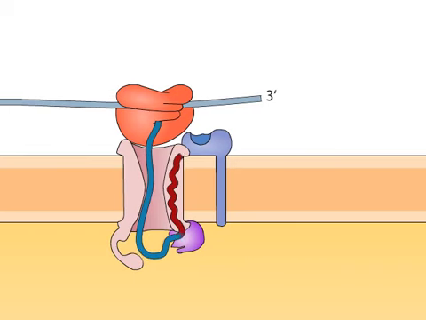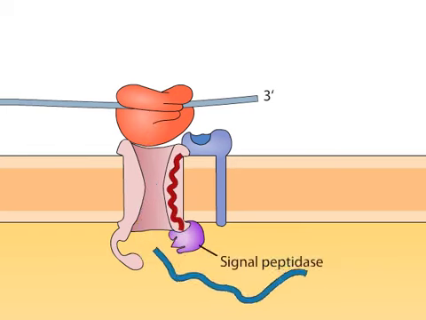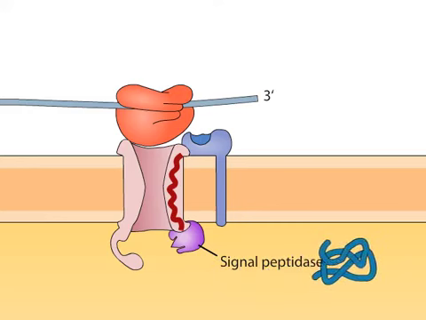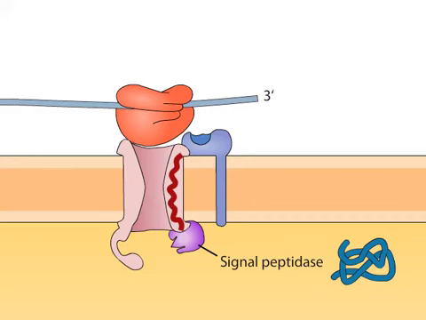As translocation proceeds, the signal sequence is cleaved by signal peptidase, and the polypeptide is released into the lumen of the ER. Thus, the process of protein synthesis directly drives the transfer of growing polypeptide chains through the translocon and into the ER.